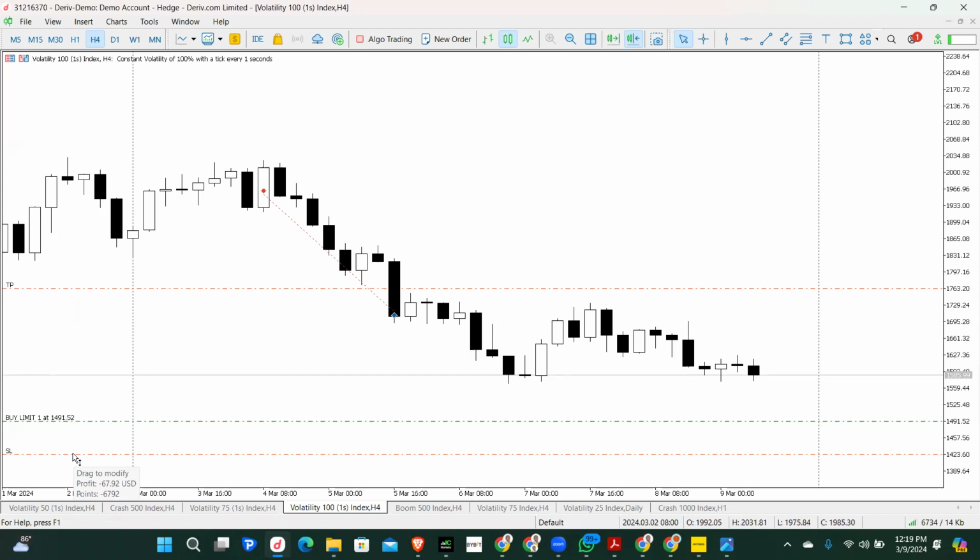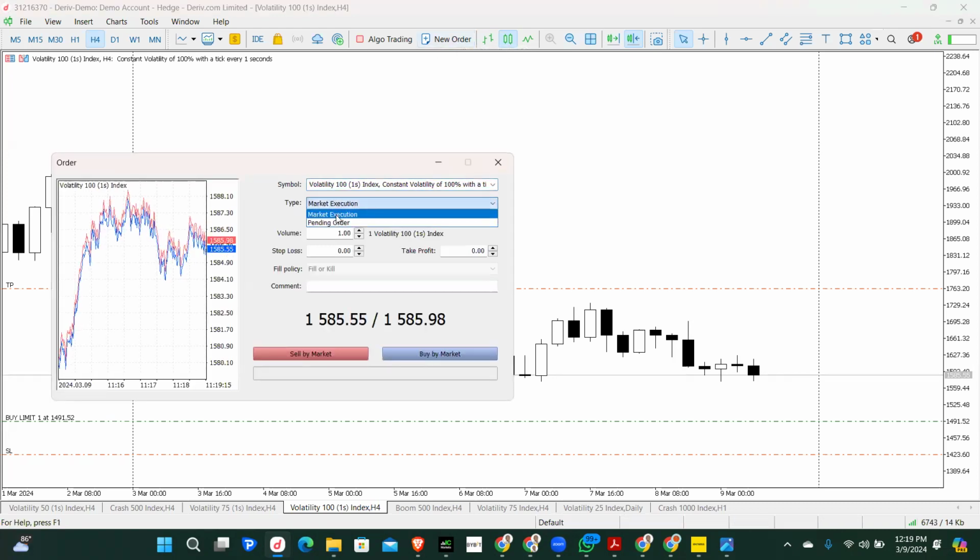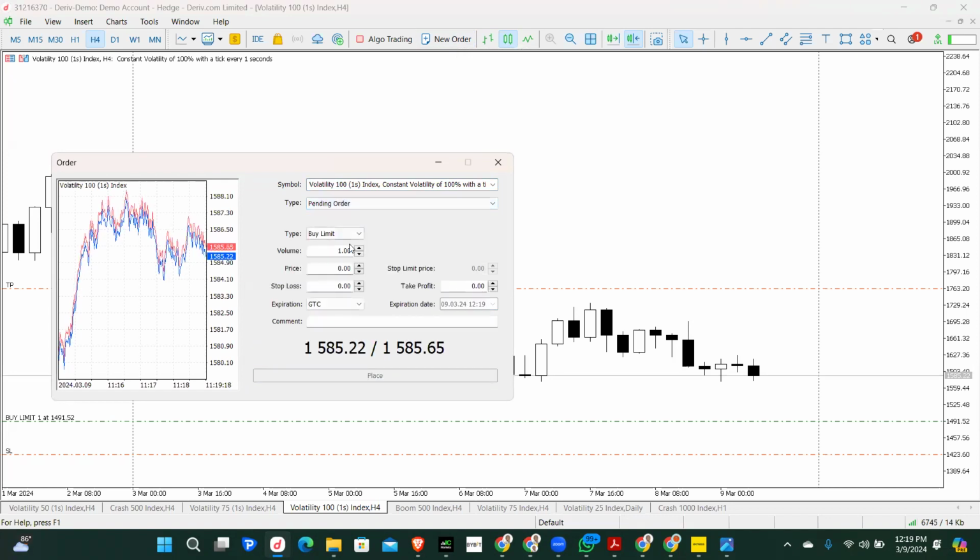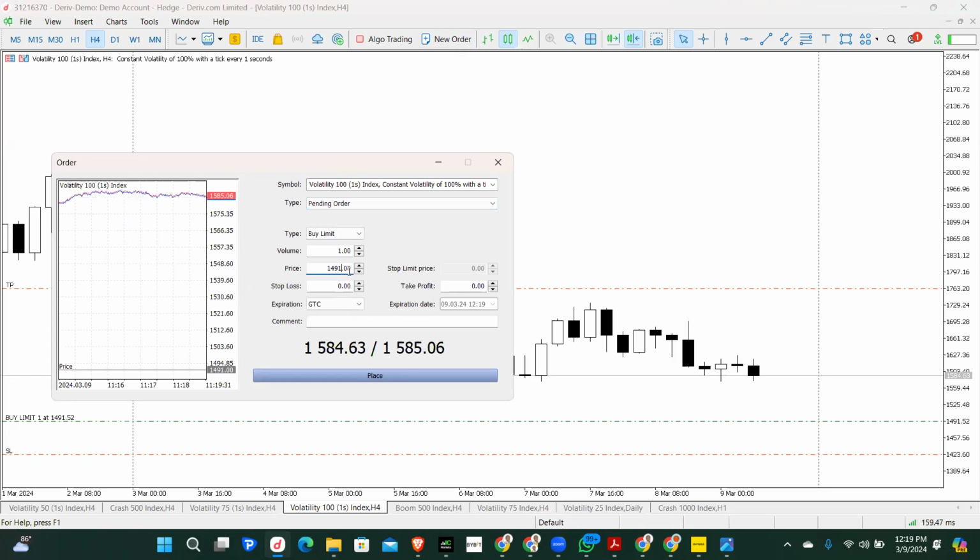So this is it. Now I want to do something. Now I want to try to buy, but I want to put my stop loss above my entry. Let's see if that will go. All right, so I'm still using buy limit, and I'm buying at 1491.52. I want to put my stop loss above. Let's see if that will work.